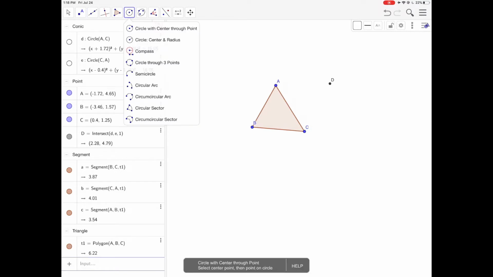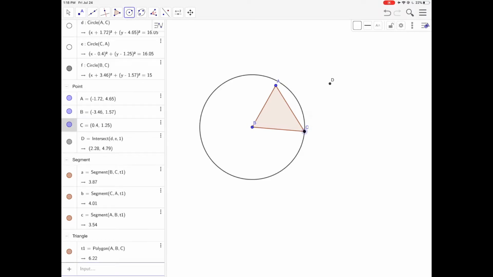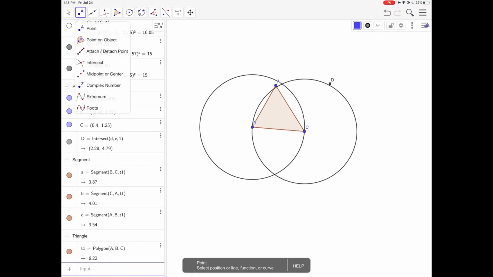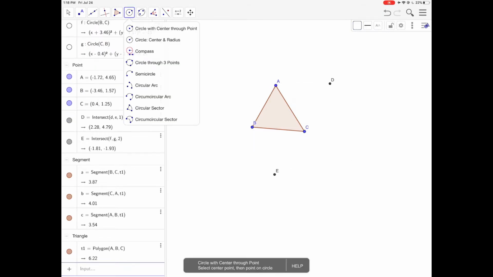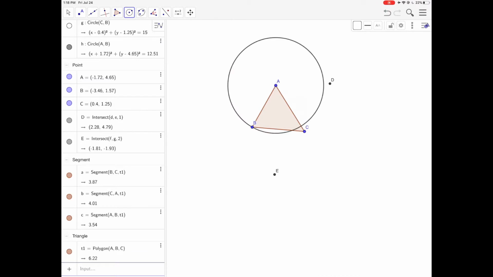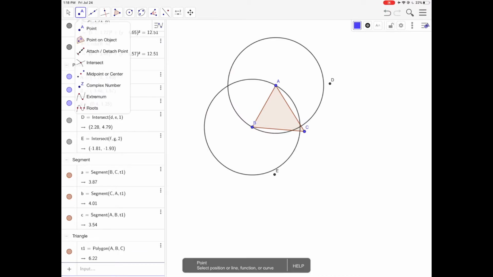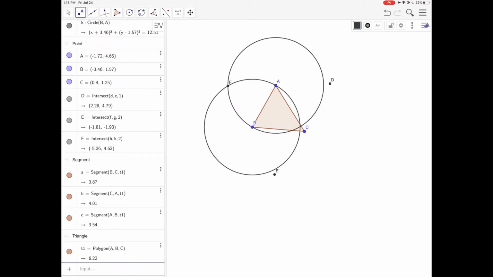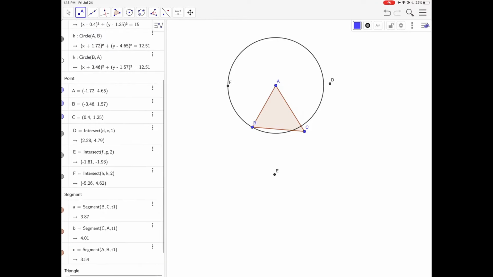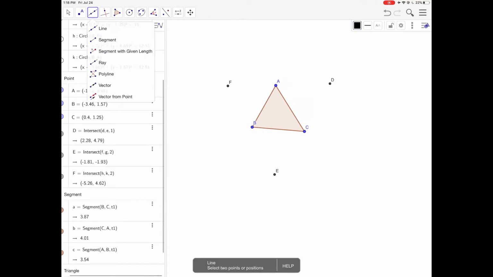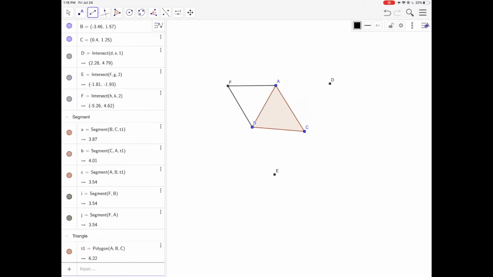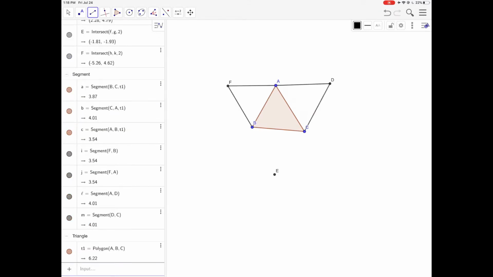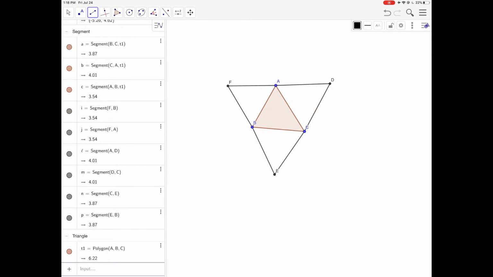So now we can hide those circles and do another side. There's our 2nd point. Hide those circles and do the last side. And there is our 3rd point. So now that we have all of our points, we can now form line segments for each of the triangles. And now we have 3 equilateral triangles.